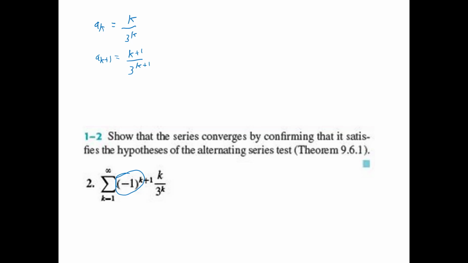And so then no limits here. We're just taking a sub k plus 1 and dividing it by a sub k. That would be k plus 1 over 3 to the k plus 1, multiplied by the reciprocal, 3 to the k over k. These k's go away, and what you end up with is k plus 1 over 3k.